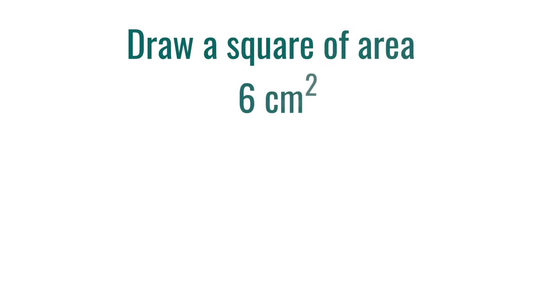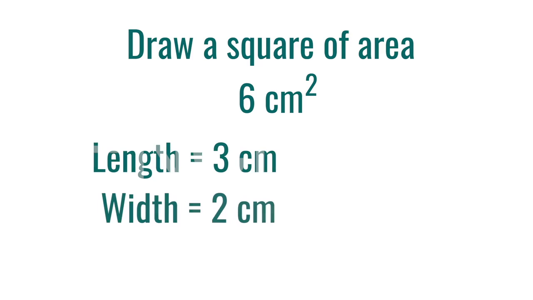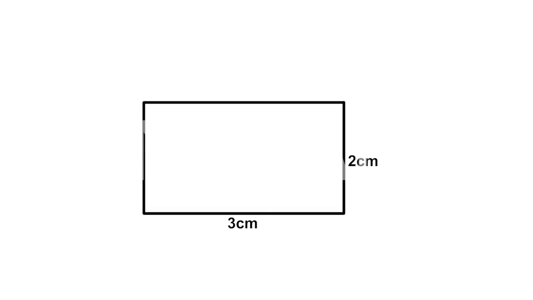Now let us draw a square of area 6 cm square. Here 3 into 2 is 6. So first consider a rectangle of length 3 cm and width 2 cm. By using this rectangle, we can draw a square of area 6 cm square. First draw a line of length 3 cm. Now extend this 3 cm line by another 2 cm on the right side as shown. Now 3 plus 2 is 5 cm.